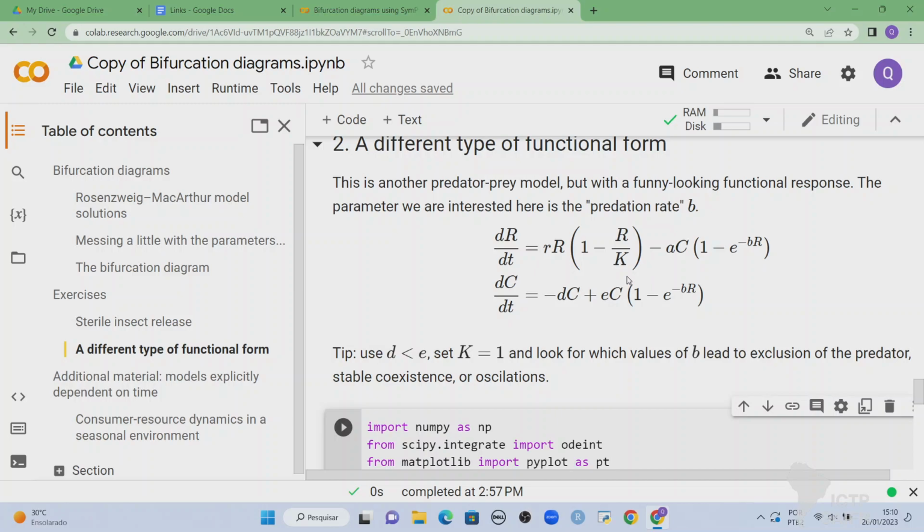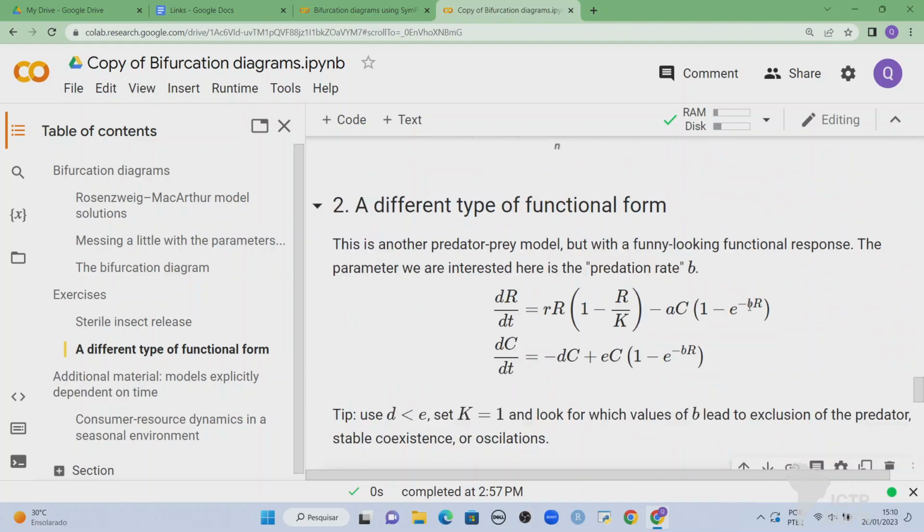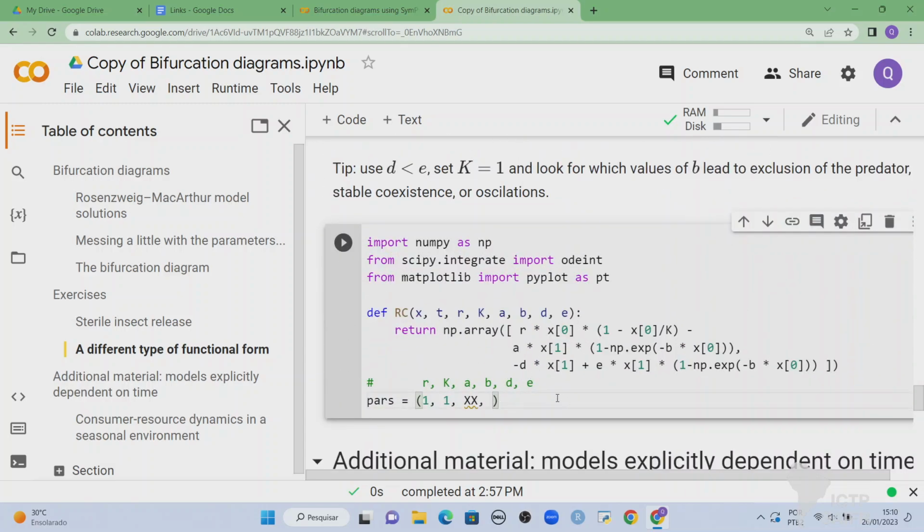I don't know, do you have any suggestion already for what we should set A? I think this is a bit more complicated. So let's do this last, okay? Let me just leave A here without anything. Now B, right? B is multiplying R, and R is of the order of the carrying capacity, so B should also be of the order of 1, okay? So I'll put 1 for now. We can change this later.